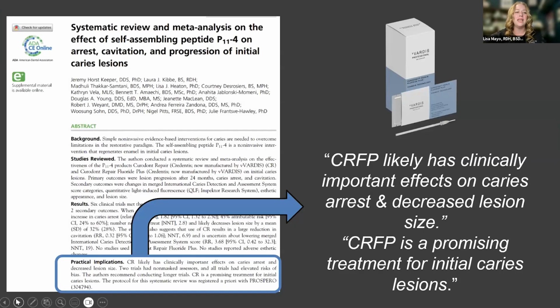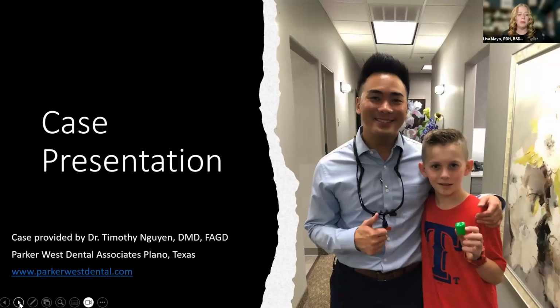So here's just a close up of that publication and just showing you what the author's practical implications were. I just kind of made it bigger on the slide so you can read it. Curodont Repair Fluoride Plus likely has clinically important effects on caries arrest and decreasing lesion size. CRFP is a promising treatment for initial carious lesions. So if this isn't something you've looked at before or you haven't used in your practice or maybe you've never even heard about, this would be a great first read. You can pull this up free online from the American Dental Association's website. You don't have to be a member to get this publication.